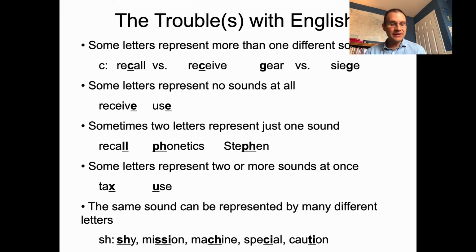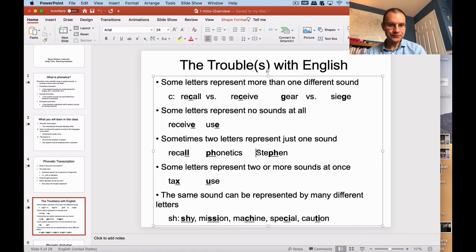So mission, the esh sound is spelled, basically I interpret it as an SSI. Machine, which comes from French, so French is more consistent and typically spells that sound with a CH. So that's the way we spell the word machine in English. Special, it's spelled with a CI. Caution, it's spelled with a TI. And that actually leads me to a classic example of why English spelling is bad, at least if you're a phonetician.